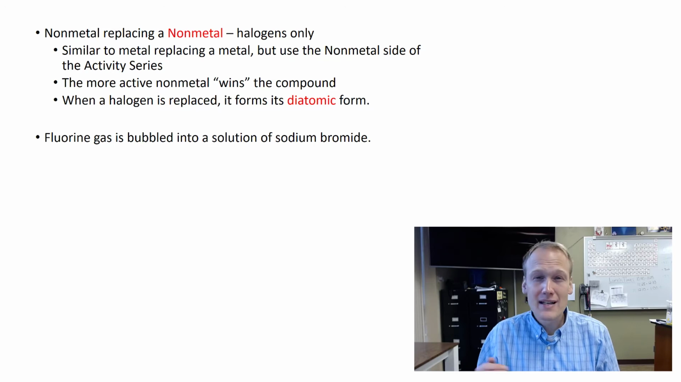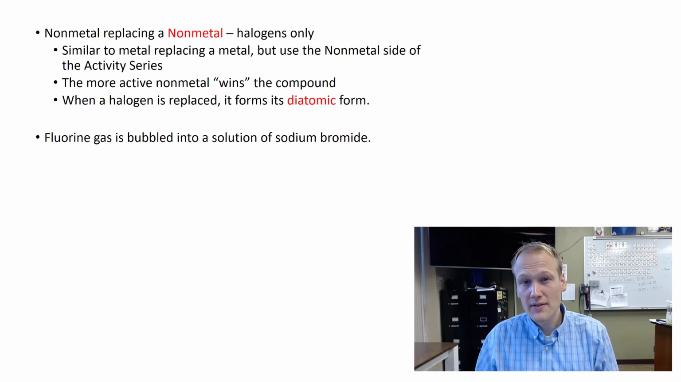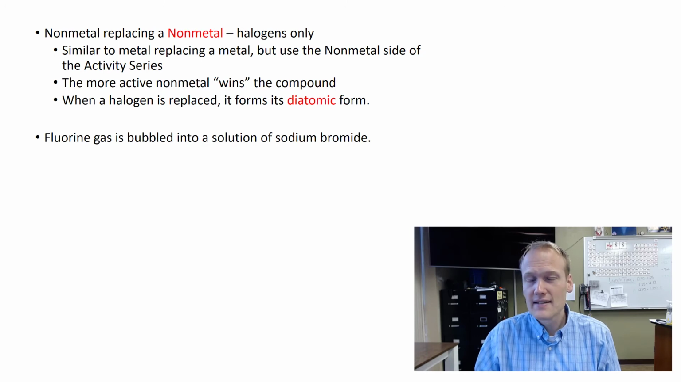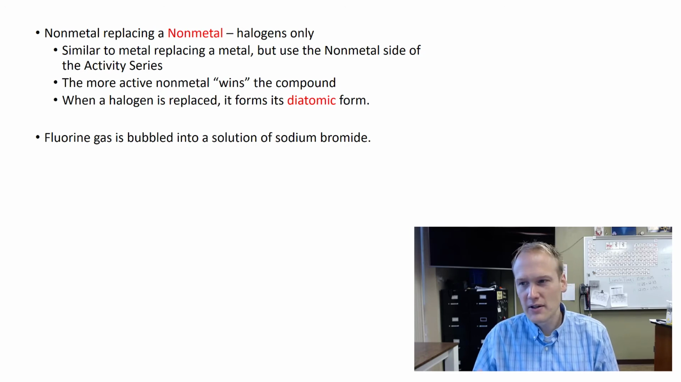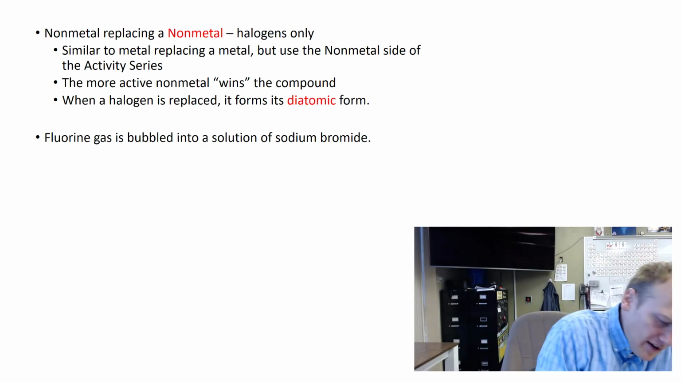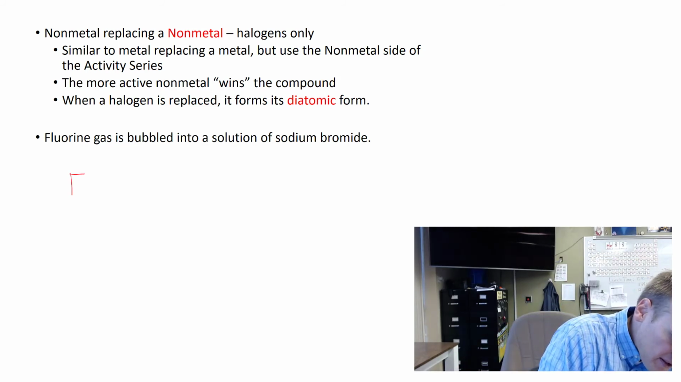The last one here is when a nonmetal replaces another nonmetal. This only happens with halogens because they're reactive enough to do this. It's similar to metal replacing metal, but the only difference is we're replacing the anion now. So in our example down here, we have fluorine gas. Remember, fluorine is diatomic. So this would be F2, plus a solution of sodium, Na, which is a +1, and bromine is a -1, NaBr. And that's a solution, so that's aqueous.